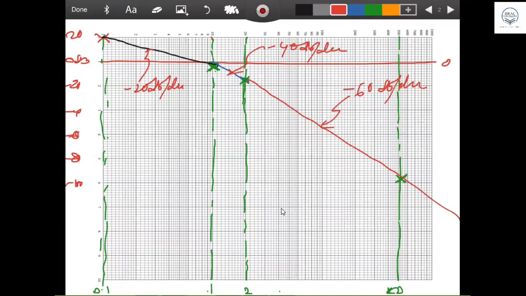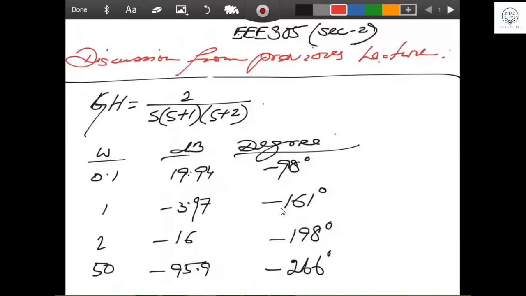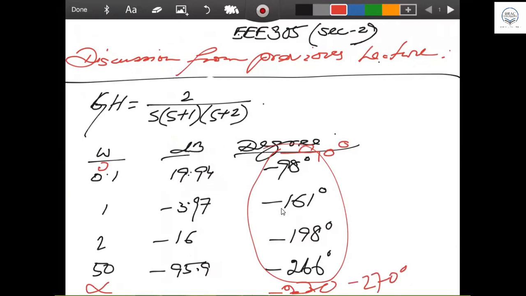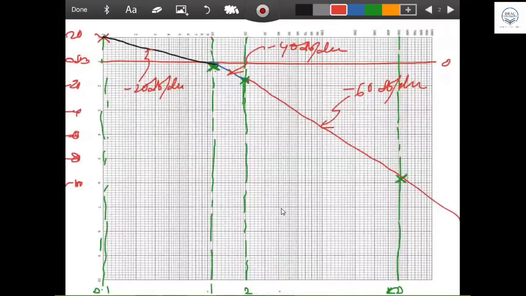Today we are going to see the phase angle curve. From the phase angle equation, it goes from minus 90 to minus 270 degrees. The maximum is minus 270 degrees, because omega at infinity gives you minus 270 degrees and omega at 0 gives you minus 90 degrees. So from minus 90 to minus 270, the segments in between should be given.